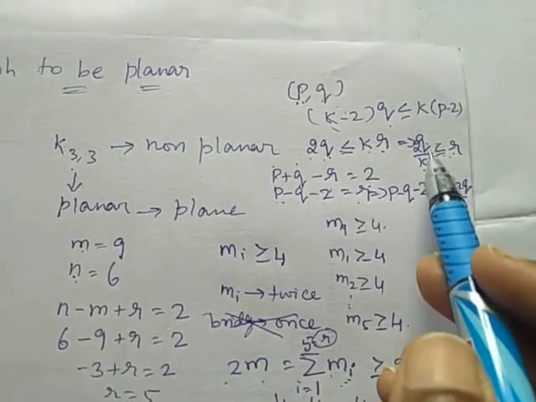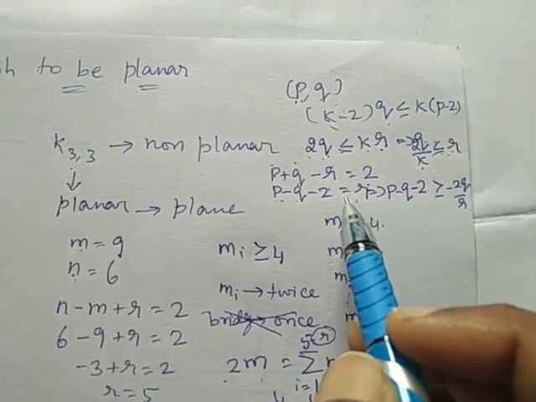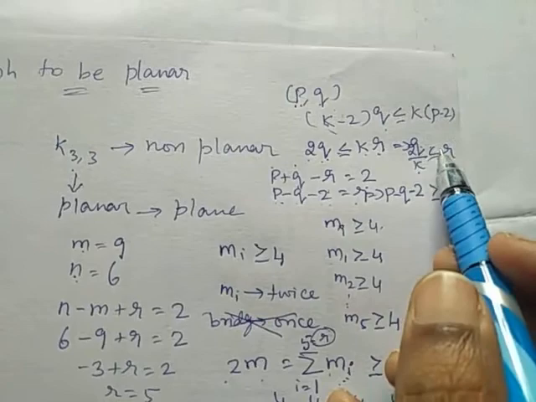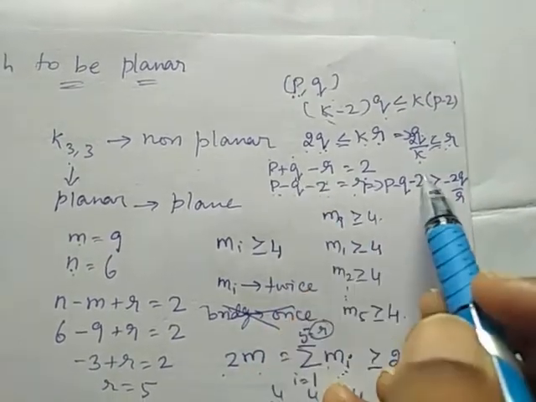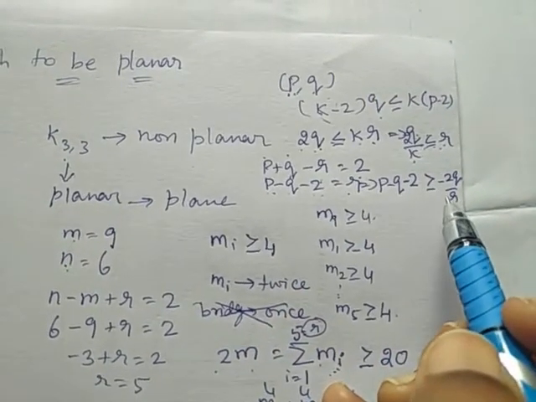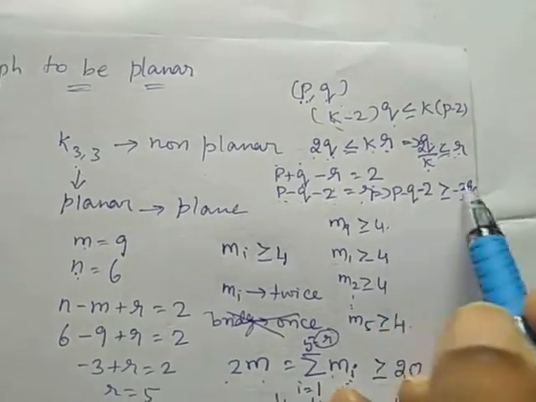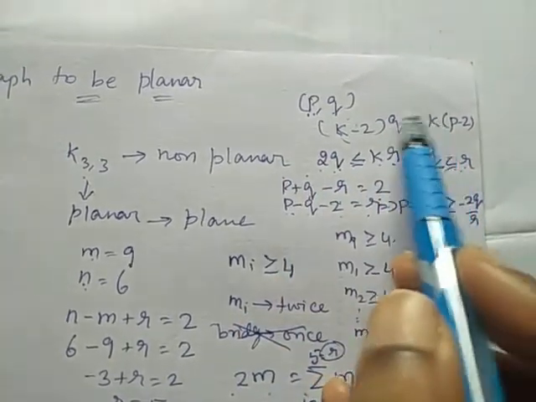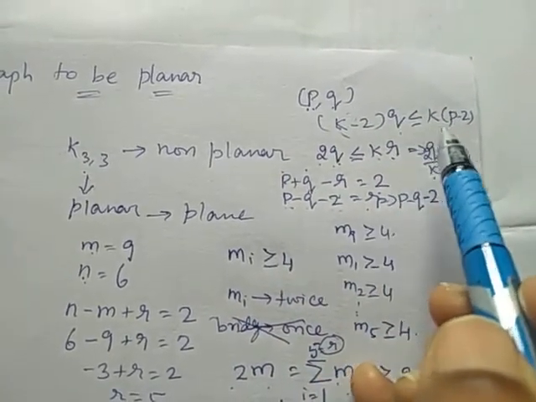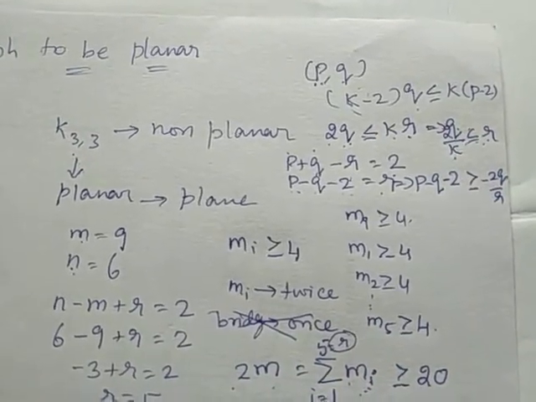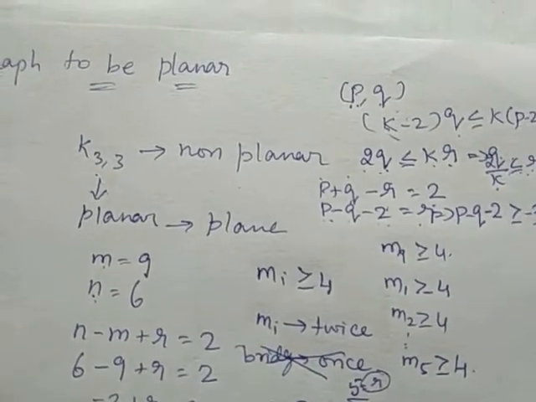So obviously 2Q by R should be equal, or if it is less, this should be greater than. Therefore greater than or equal to 2Q minus R. If we simplify, group the terms, we will get K minus 2, Q is less than or equal to K, P minus 2. Just mathematical simplification.